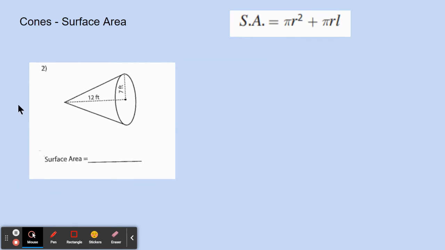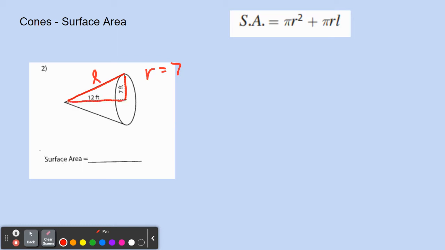Okay, number 2. Same thing, we're going to find the surface area of this cone. So in this case, our radius r is 7, that's right there, and our slant height L is not actually here. We don't have that value, but what we do have is the height. So between the height and the radius, we know that makes a right triangle. So we can actually use the Pythagorean theorem to help us figure out what L is.